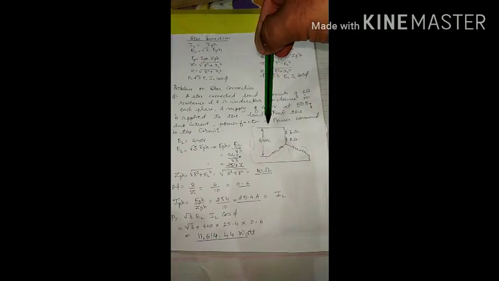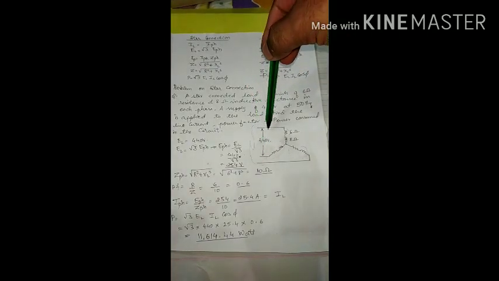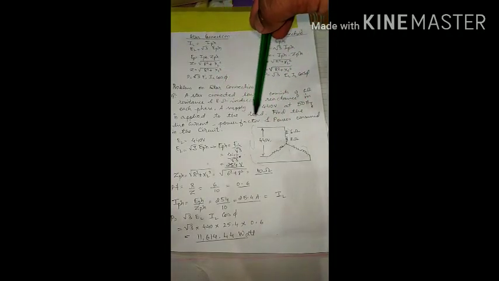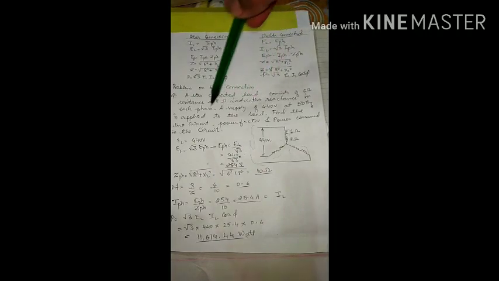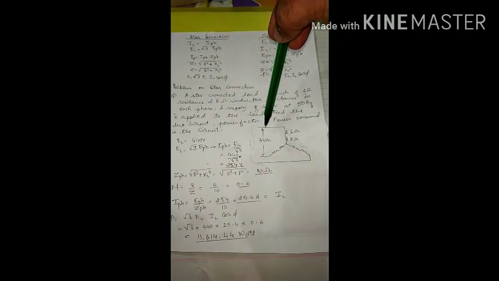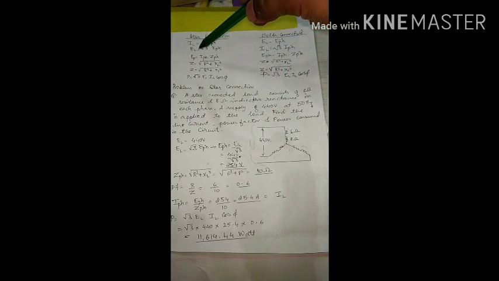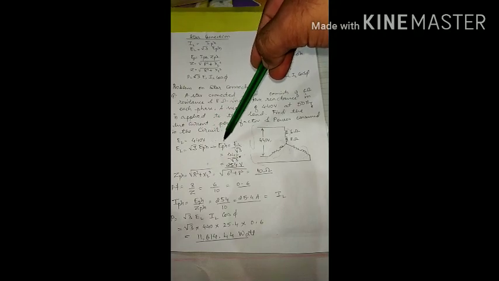Now find the line current. We need to find the line current. So here these are the line currents, IA, IB and IC, which is IL. And we need to find the power factor and the power consumed in the circuit. So here a supply of 440 is applied to the load. So this is the load. EL is 440 volt. From the formula, EL is equal to root 3 E phase. So EL is equal to root 3 times E phase.